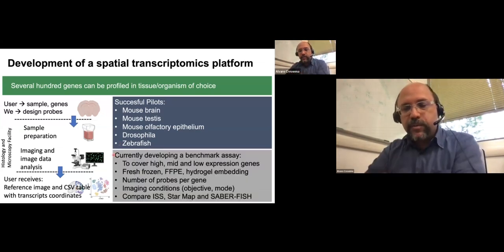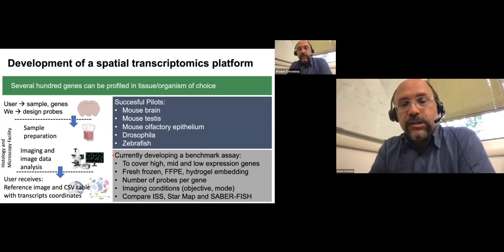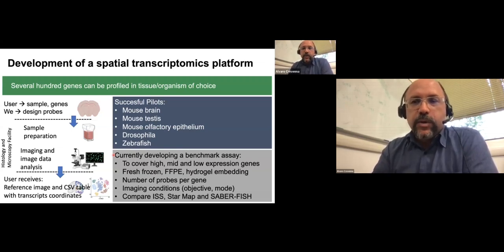To go a bit beyond that aspect, we obviously want to develop a benchmark assay. We want to cover high, mid, and low expression genes. We have started to also look at FFPE. It works. It has a lower sensitivity or lower efficiency. Every technique will have that, so they all work in FFPE, but you really have to know what the loss is.